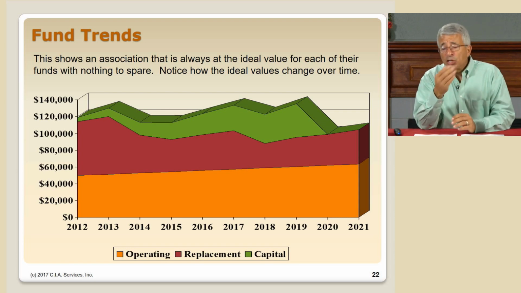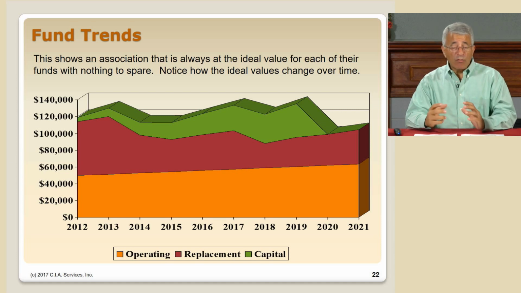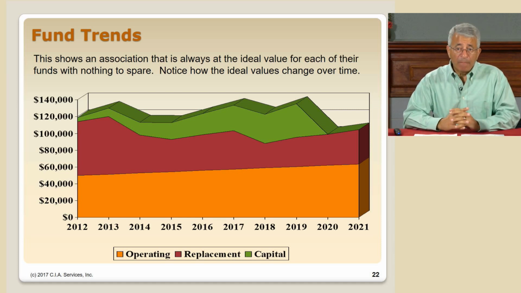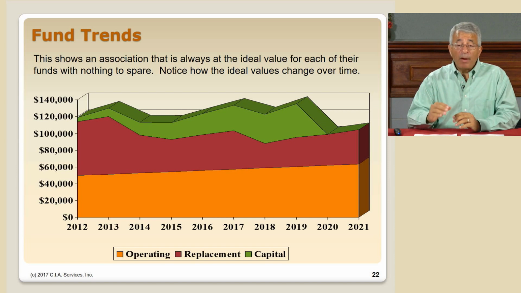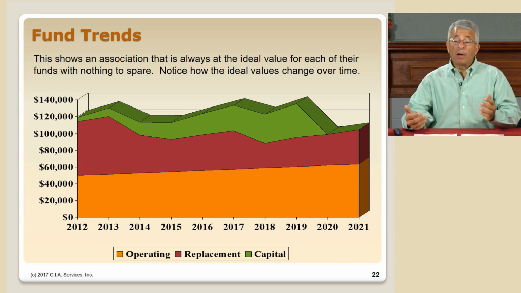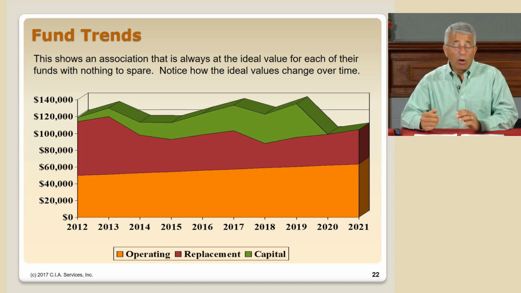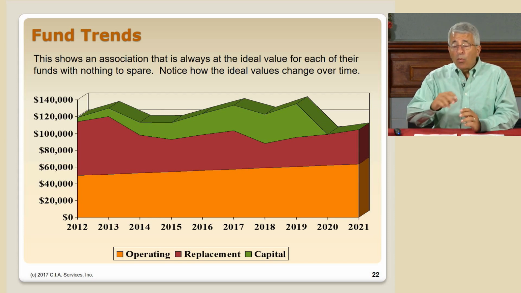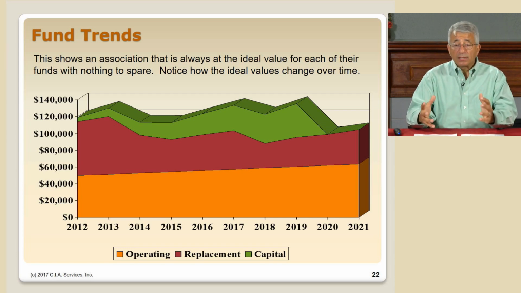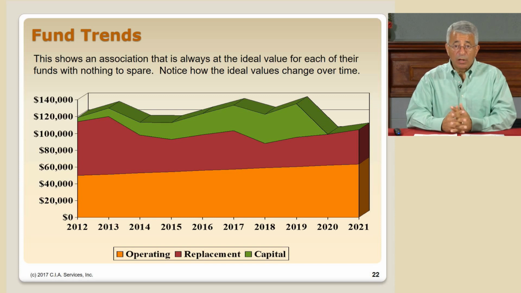So that's the shape of the various funds and the trends over time. If you look at the very top, that's the total amount that the association had in all these funds over time. So they peaked in 2019 at about $138,000, and they hit a minimum in 2020 somewhere just a little over 100,000. So things don't always go up. They go up and down depending on your plans, depending on the character of the association.